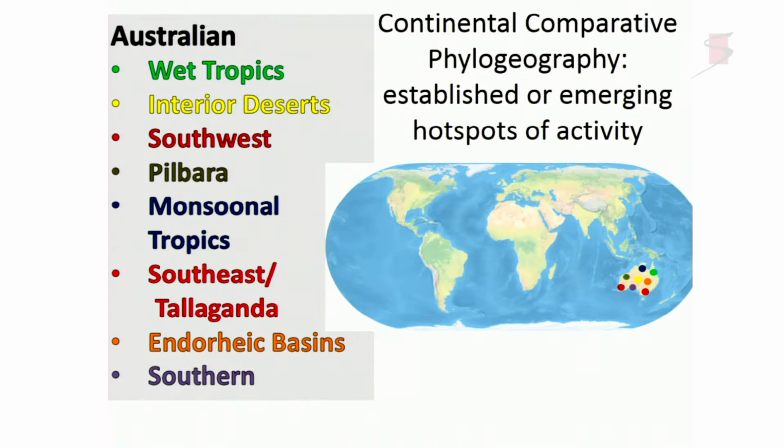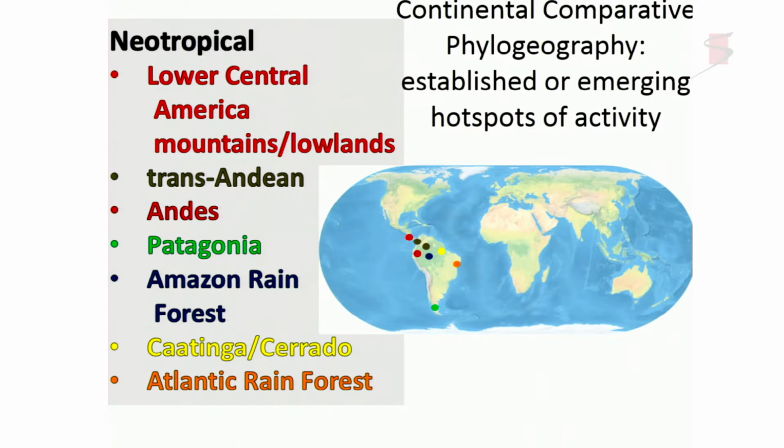Australia is well represented, okay? Obviously the Australian wet tropics got off to an early start, but southwestern Australia, southeast Australia are quite well represented. The deserts in the endorheic basins are pretty well represented at this point. The neotropics are quite well represented up in the north, Patagonia in the south, not as much between Patagonia and Amazonia, and then Transandean and lower Central America. Those are all pretty well represented by lots of papers.